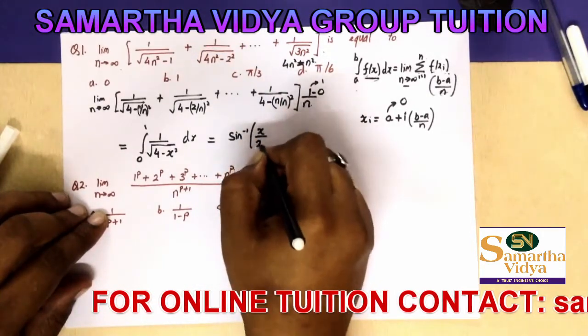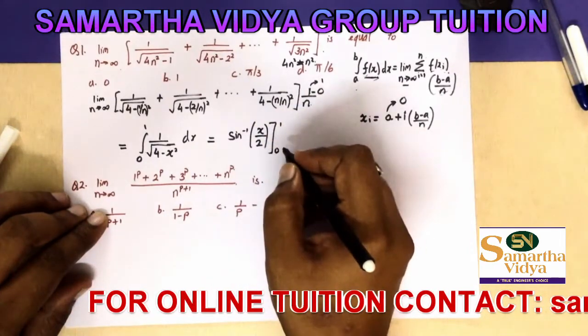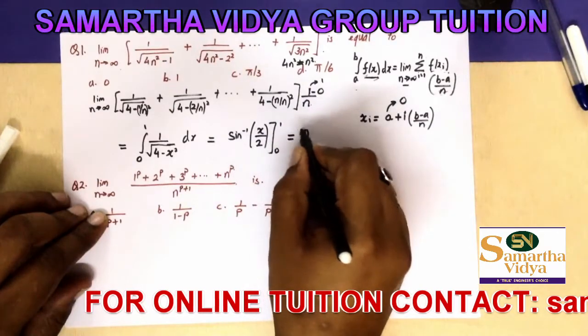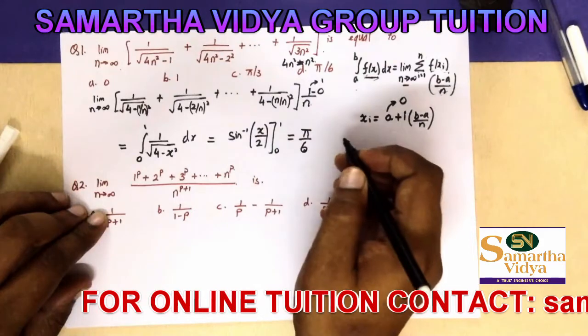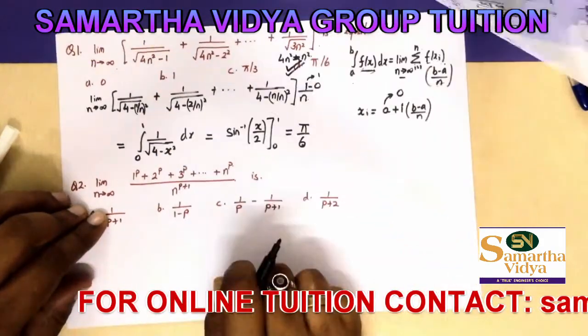So sine inverse of x by 2, and the limit is 0 to 1. Now if I substitute 1, we know that's nothing but pi by 6. And if I substitute 0, it's nothing but 0. So the answer is pi by 6. That's nothing but your option D.